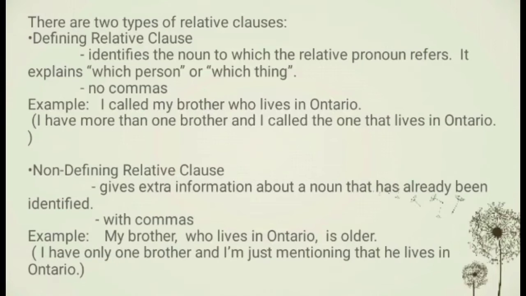Next is the non-defining relative clause. A non-defining relative clause gives extra information about a noun that has already been identified. It is separated from the rest of the sentence with commas. For example, my brother, who lives in Ontario, is older. Means I have only one brother and I'm just mentioning that he lives in Ontario.